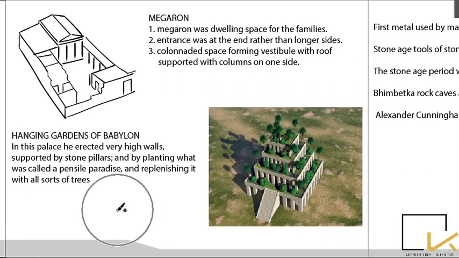Then talking about settlements, the Megaron was a dwelling space for families. The entrance was at the end. In the long sides they had no entrance, but in the shorter side they had an entrance. Then came a colonnaded space forming a vestibule, with a roof inside supported by columns. This was the dwelling space for families during the Near East period.